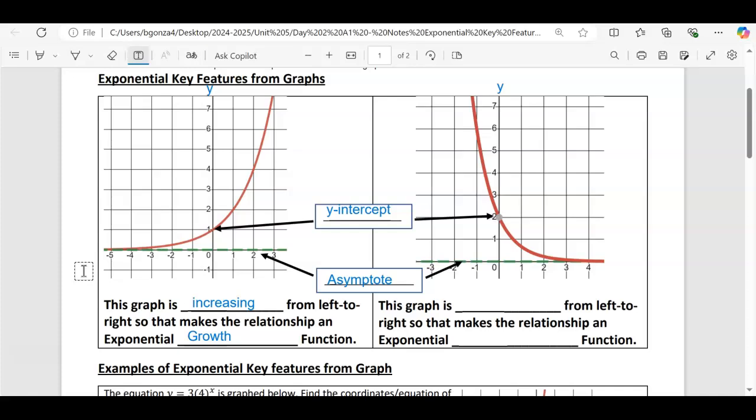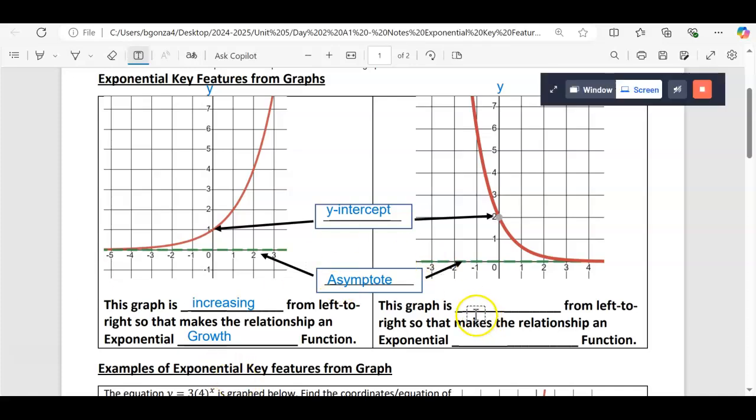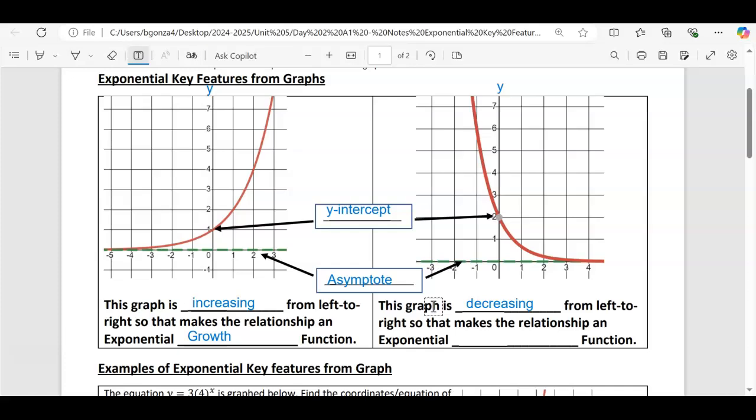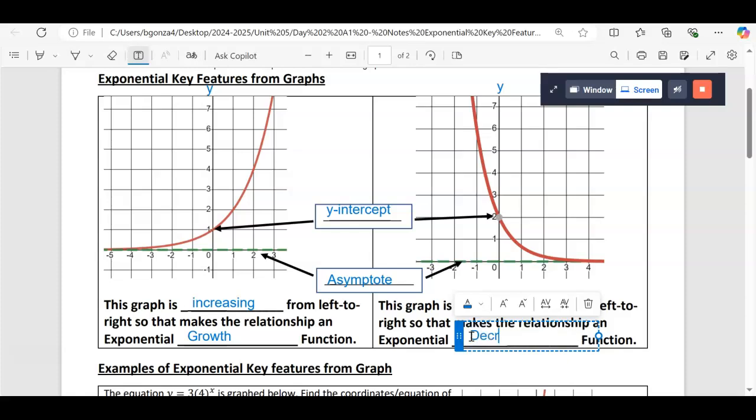Okay? Now, let's see if y'all can figure this one out. What if it's going from left to right, downwards? Well, that would be decreasing from left to right, right? And here's the question. That would make it an exponential what? What's the opposite of growth? Decay, all right? So you're either growing or you're decaying, you know what I'm saying? Luckily, we're all growing.